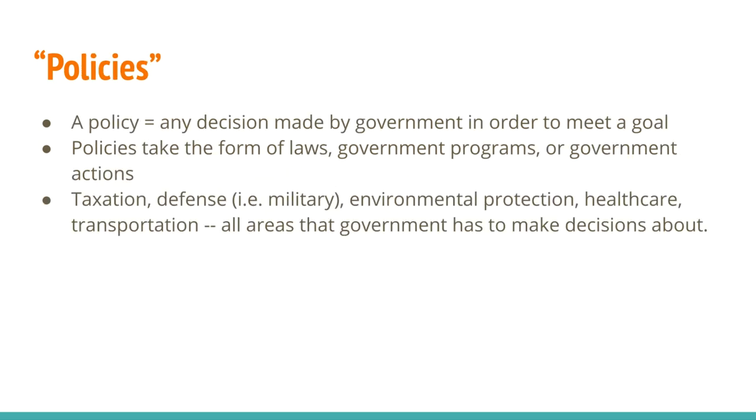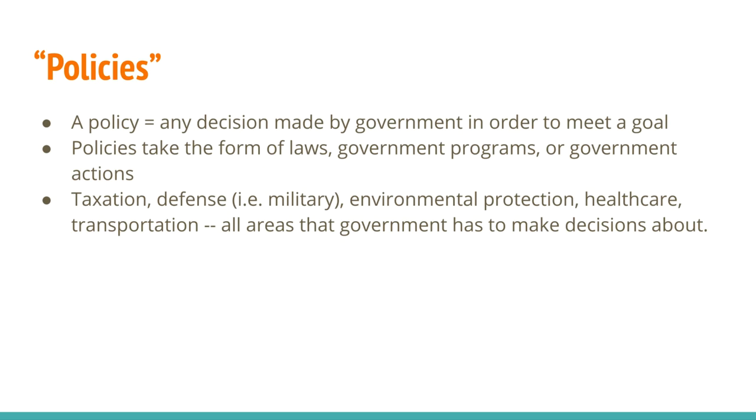The third component of government is policies. A policy, and this is an important term to understand, is any decision made by a government in order to meet a goal. The government looks out at the country or the group of people and says, all right, I want this to happen. This sort of thing needs to happen in order for society to be better. In order to make that goal happen, they set a policy.